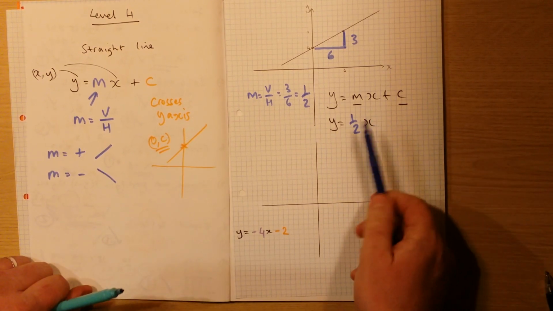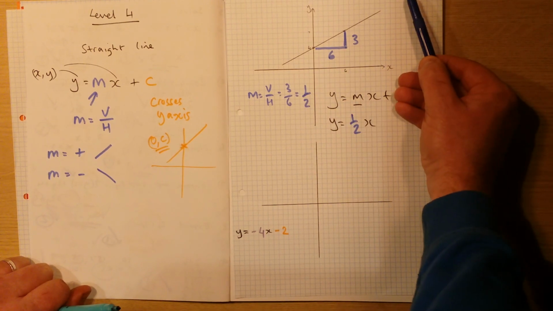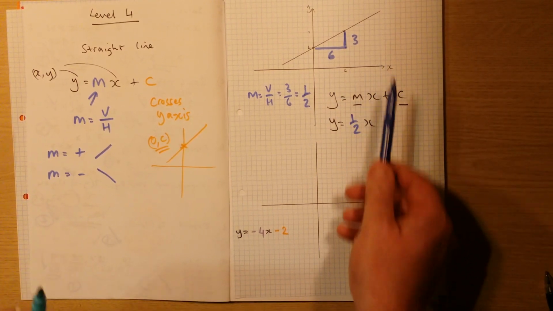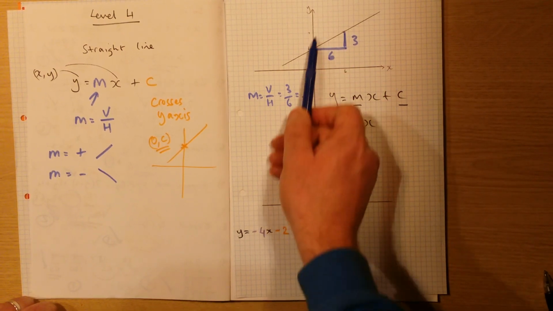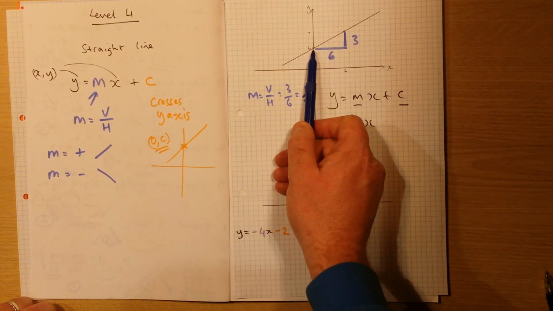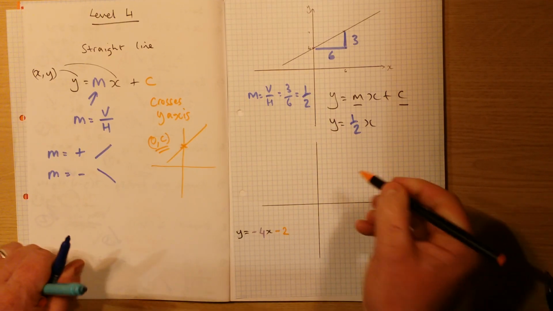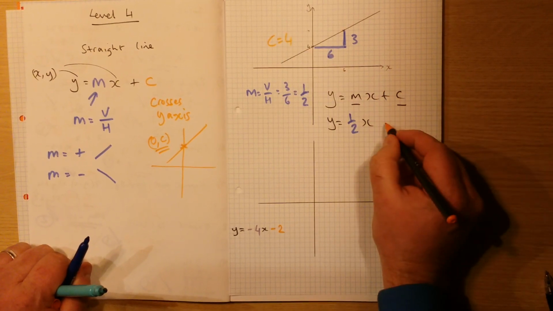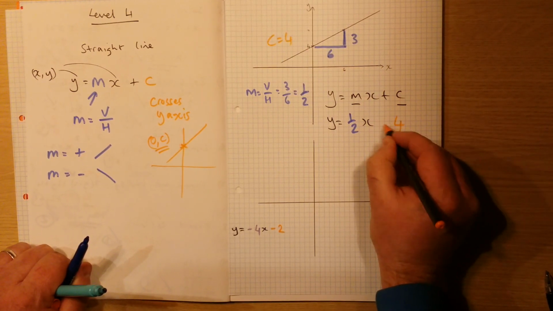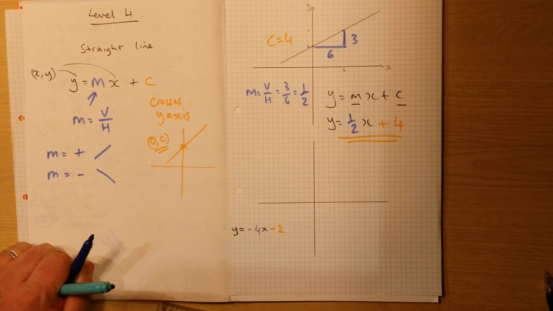Now the other thing that you'll notice is that this is positive, and that's because the line is going up from left to right. Now I need to find out where it crosses the y-axis, and I'll simply look up here on the scale and I'll see that the line crosses here at 4, and what that means is that c is equal to 4. So I'm just going to put a 4 at the end here, and it's a plus 4. So y equals a half x plus 4.